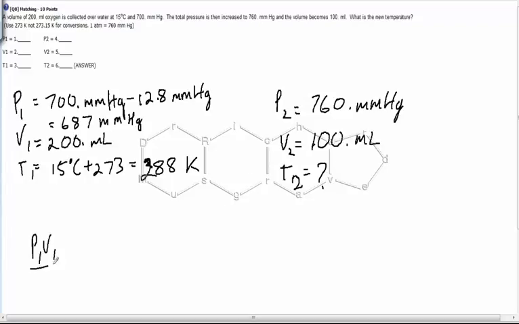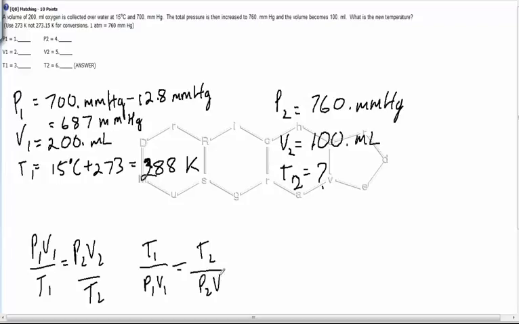So we're using our equation here, P1V1 over T1 equals P2V2 over T2. Now we have to isolate T2. What we can do here is just an algebraic manipulation and flip everything: T1 over P1V1 equals T2 over P2V2. So all I've done there is flip this over and flip this over and flip this over, and that's allowed under these circumstances.